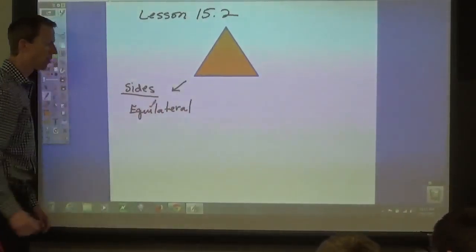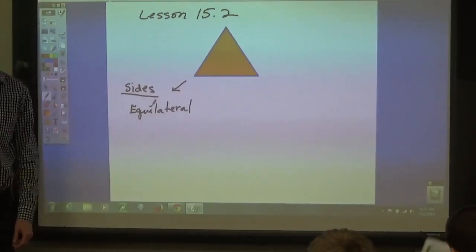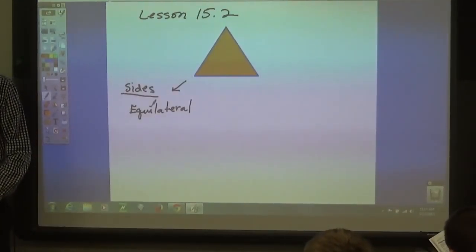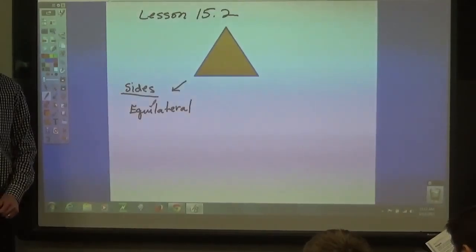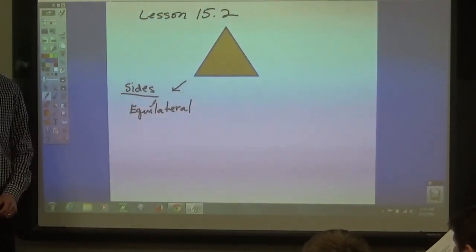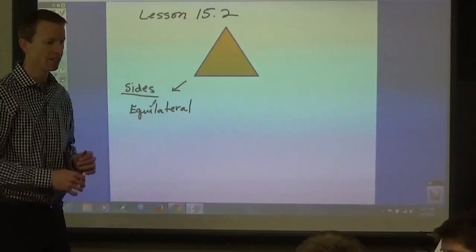What does equilateral mean? Yes? We just went from lesson 13.6. Are we skipping lesson 14? We did 15.1 yesterday. What comes after 15.1? 15.3. Good. We're on 15.2 today.